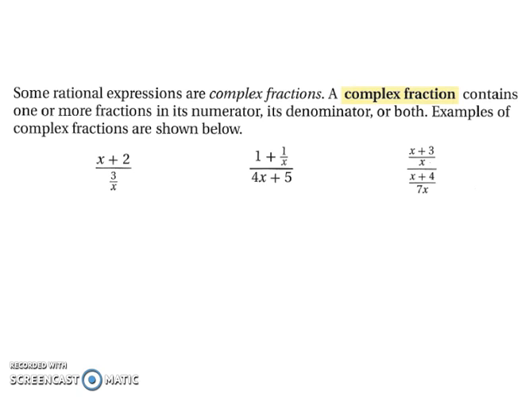Some rational expressions are complex fractions. A complex fraction contains one or more fractions in its numerator, its denominator, or both. Examples of complex fractions are shown below. So we have like x plus 2 over 3 divided by x. Or we have 1 plus 1 over x divided by 4x plus 5. So notice how you have fractions inside of fractions. That's the way I like to think about it. So let's try simplifying these.